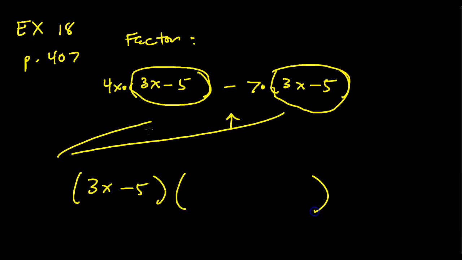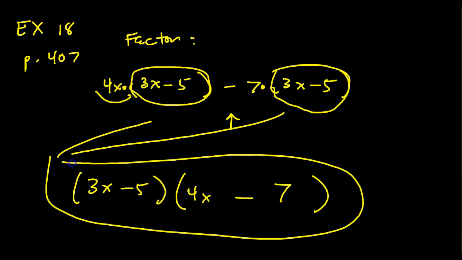What's left? Well, in the first slot, there's 4x. And in the last slot, I'll have minus 7. Final answer, 3x minus 5 times 4x minus 7. All right, we'll call it a day here with example 18. This concludes section 7.1, factoring monomials from polynomials.